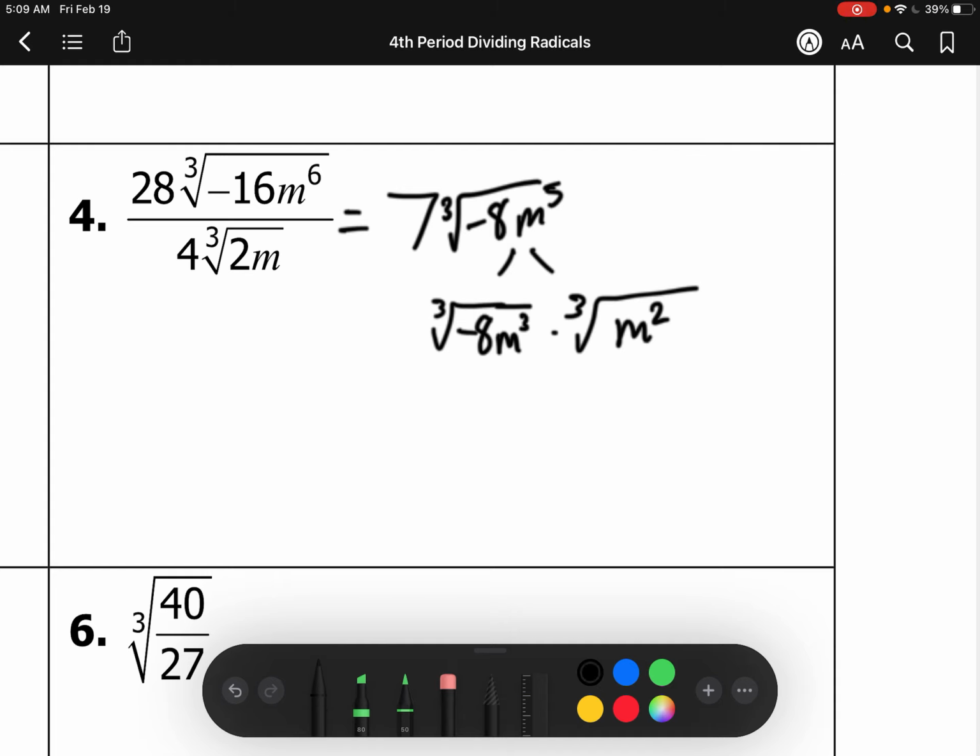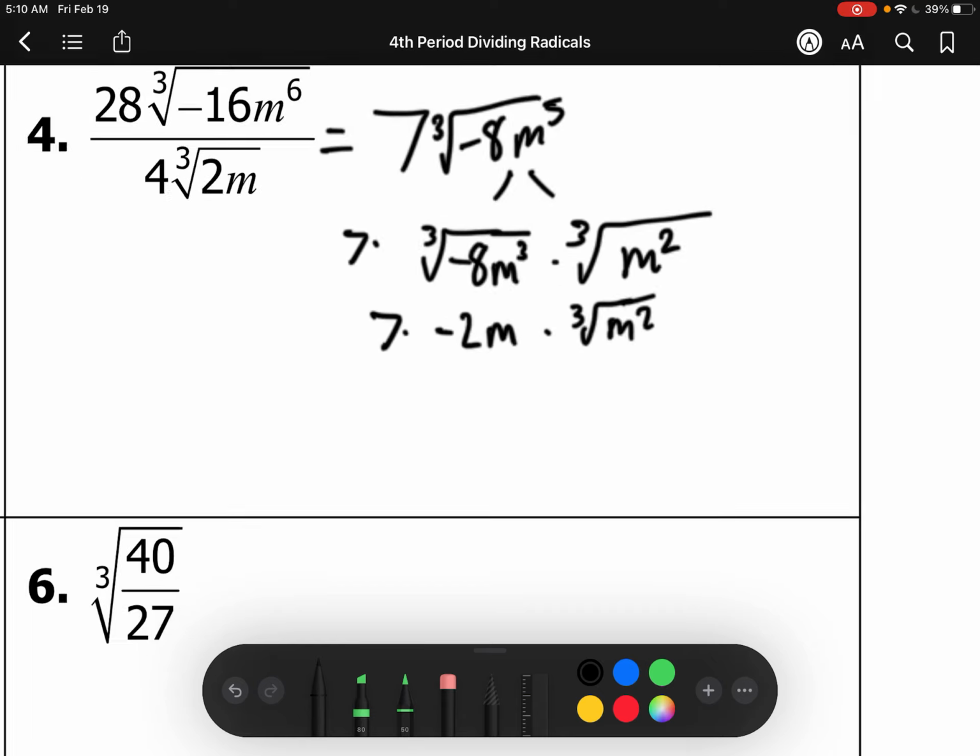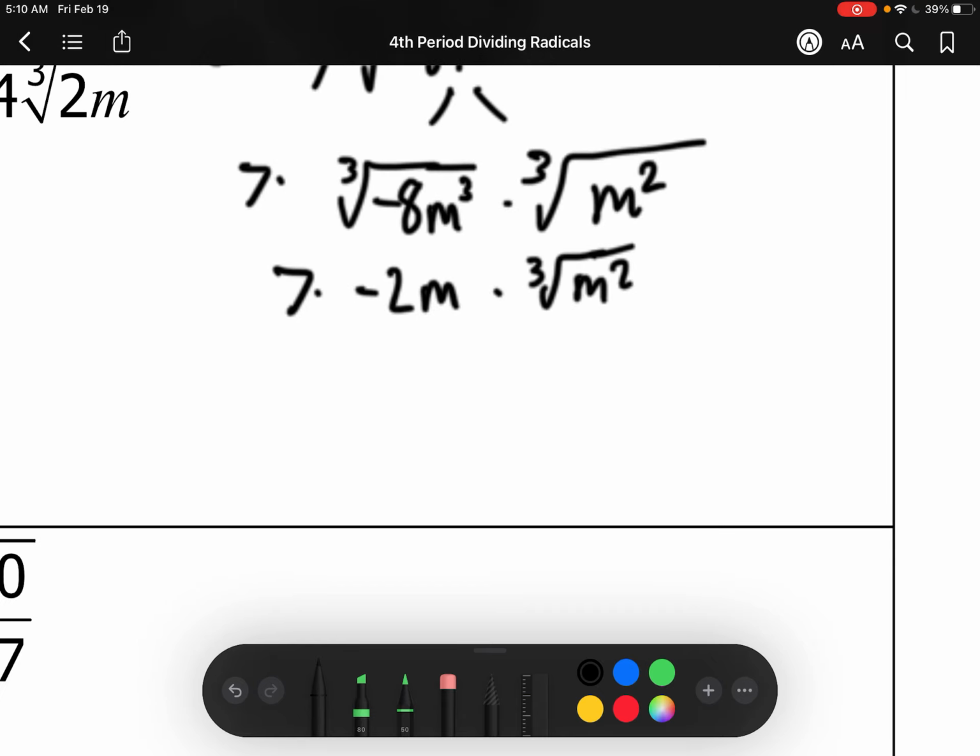Next step is to simplify, right? And we can't forget about our 7 that we have here, right? So 7 times all this. When we take the cube root of negative 8, we get negative 2, right? And then when we take the cube root of m to the third power, we are going to get m, right? So we have 7 times m times the cube root of m squared. So 7 times negative 2 is negative 14m times the cube root of m squared.